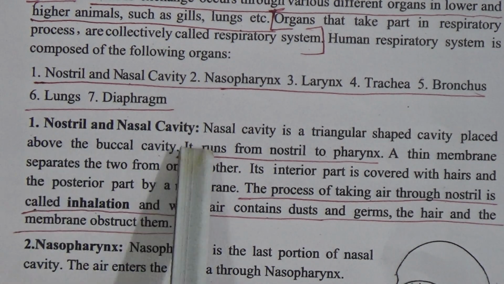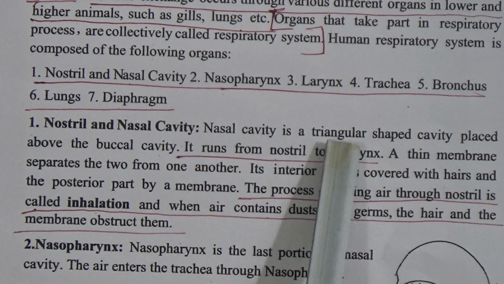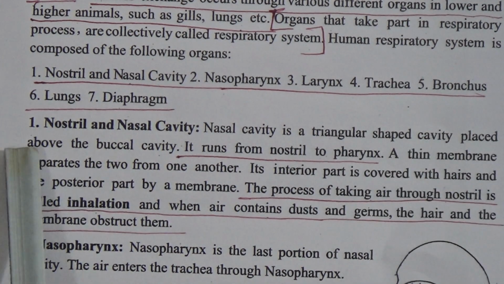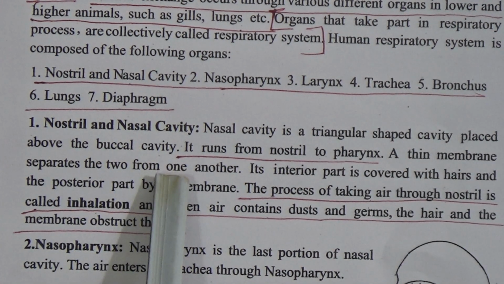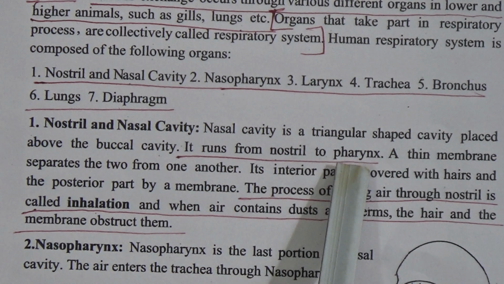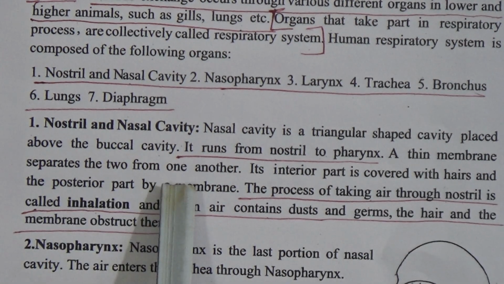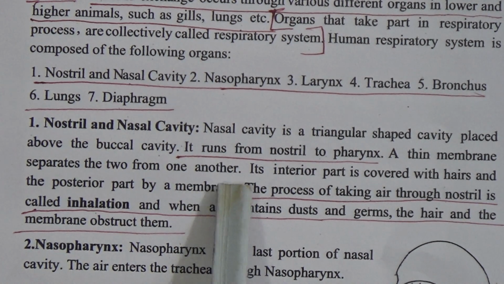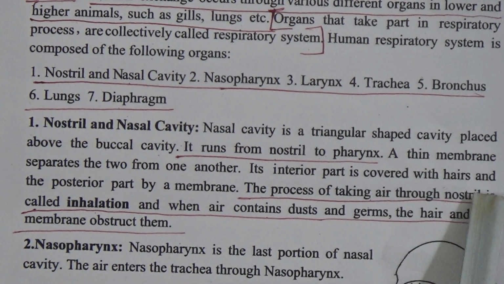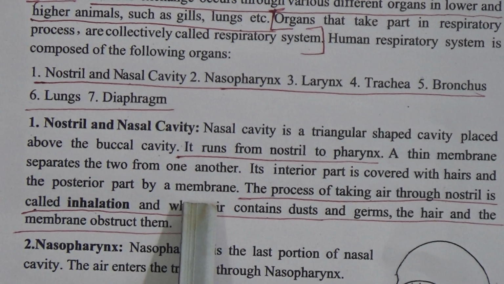Number 1, nostril and nasal cavity. The nasal cavity is a triangular-shaped cavity placed above the buccal cavity. It runs from the nostril to the pharynx. A thin membrane separates the two from one another. Its anterior part is covered with hair and its posterior part by a membrane.